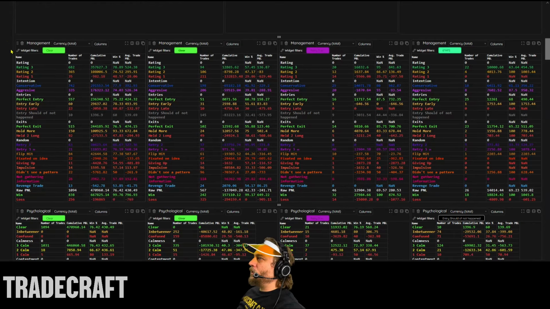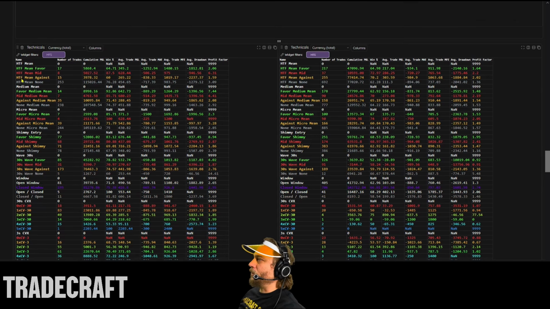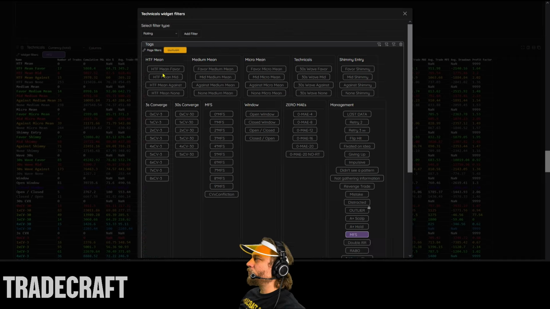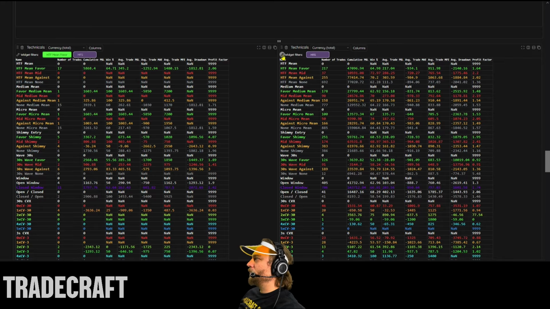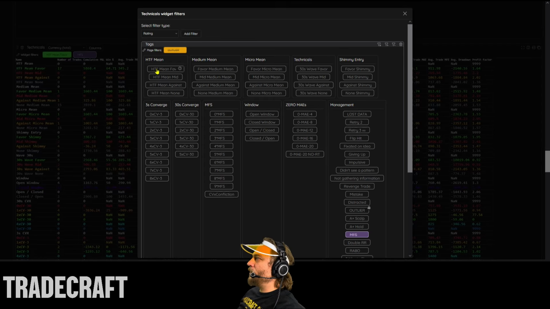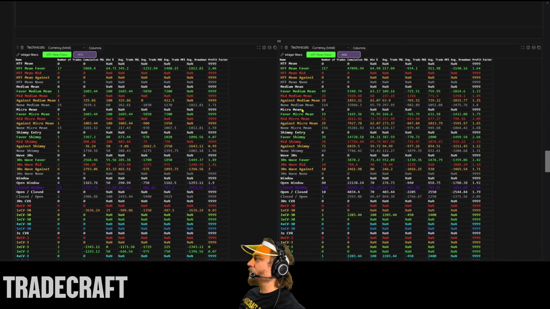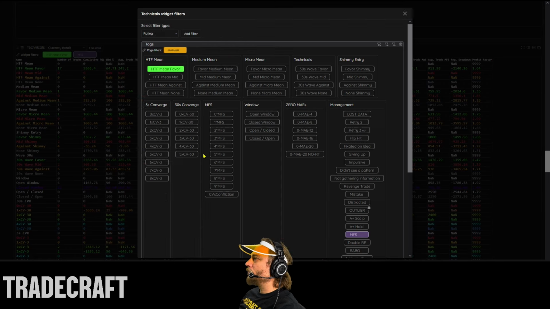So what I want to do is actually come down to here. So I've cloned these 2 windows. I'm going to put on the mean favor, okay? And then I'm going to put it on here as well. So we have 2 comparisons. Now I want to see what happens to the statistics if I remove holding too long.